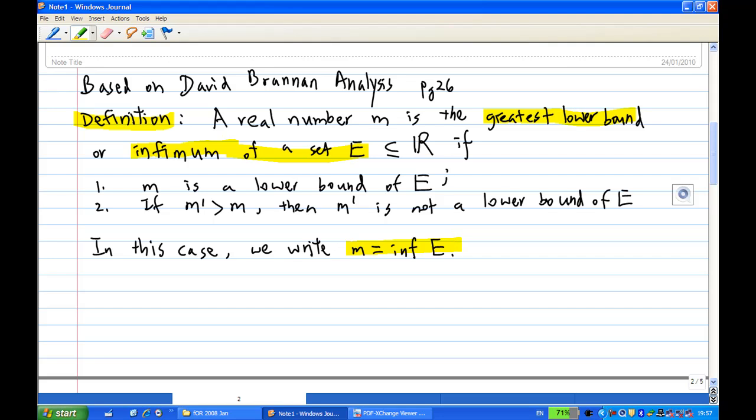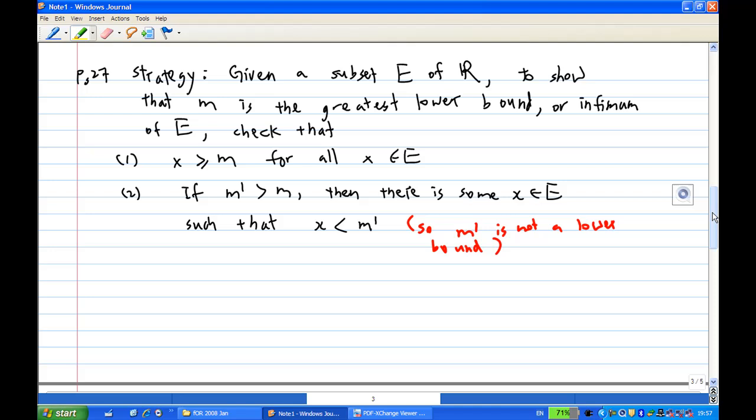The strategy to determine the greatest lower bound of E, on page 27, is first to check that the number m is a lower bound of E, meaning m is less than or equal to x for all x inside E. And if m prime is a number greater than m, then we must be able to find some x in E such that x is less than m prime. So in that case, m prime is not a lower bound of E.